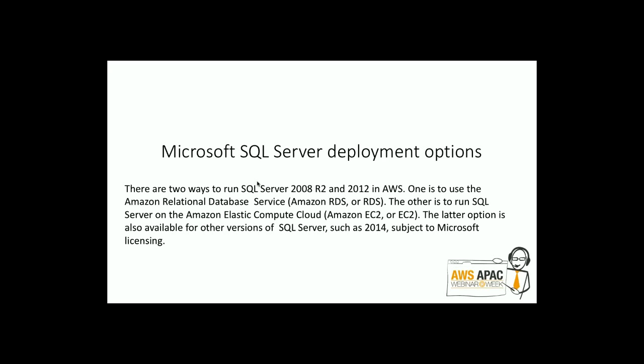You can also deploy onto Elastic Cloud Compute, or Amazon EC2, or EC2. I'll then probably try and shorten the names throughout. So RDS is Relational Database Service, EC2 is Elastic Cloud Compute, and I'll refer to those two acronyms. And of course, if you do want to deploy SQL Server 2014, you would need to deploy that currently onto EC2. We don't yet have that available in our RDS offering.